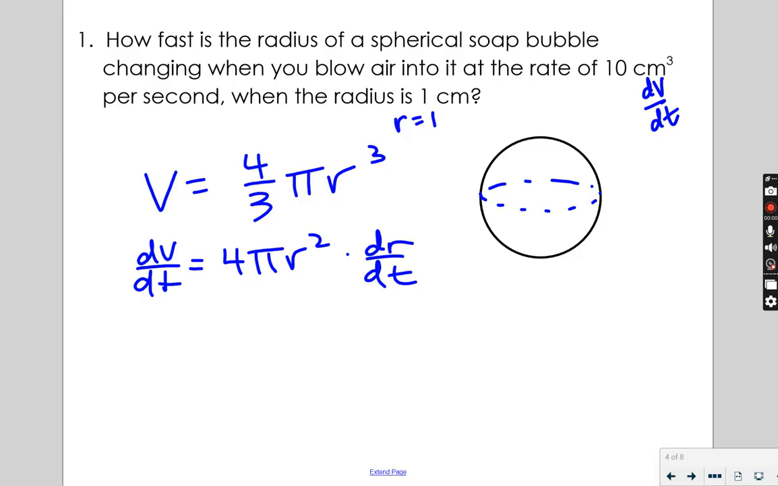All right, let's plug in what we know now. Do we know what dV dt was? But where did the 3 go? Oh, because I did 4/3 times 3, the power rule. So bring down the 3 and multiply it, and then subtract it by 1.